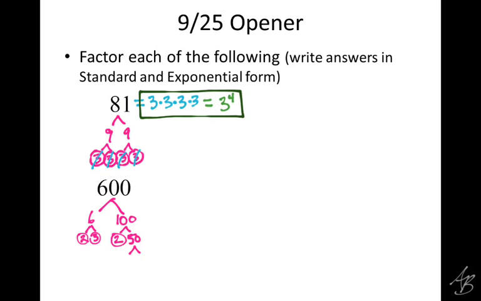Somebody help me with the 50. How does that factor? 5 and 10, okay. 5 is prime. We can keep going with the 10. 10 would be 2 and 5.